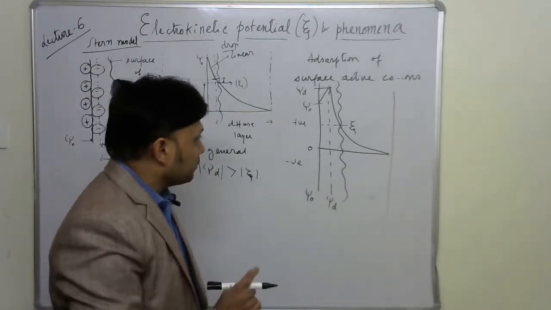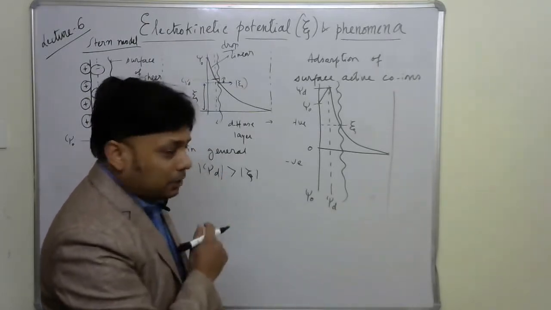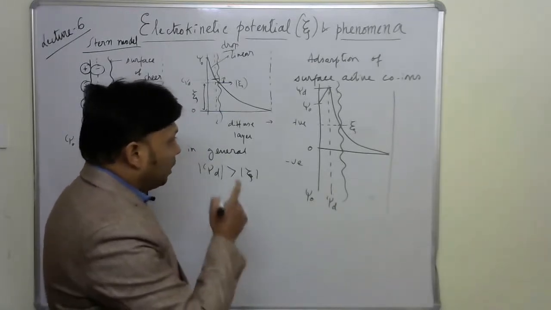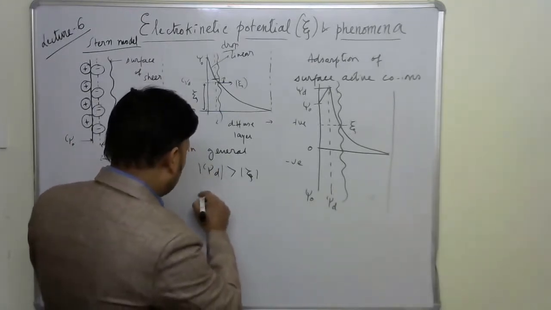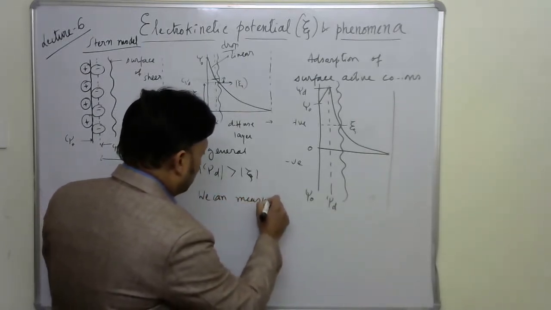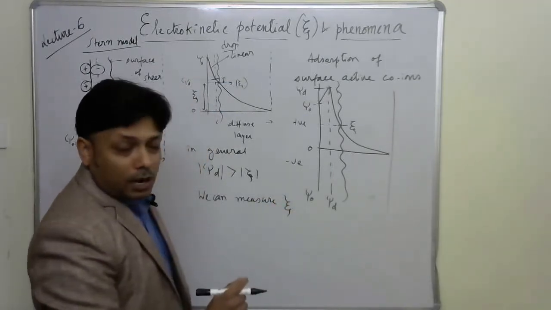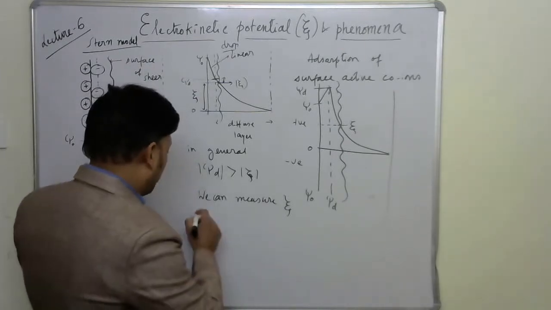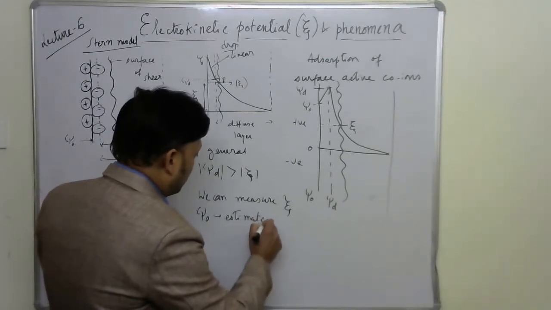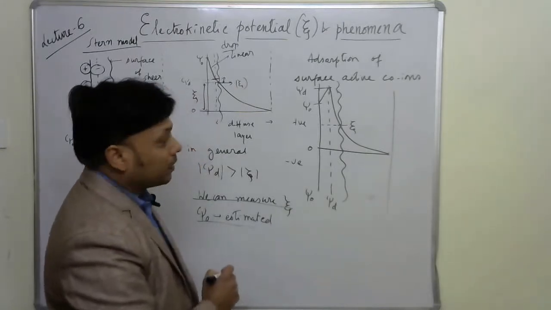But before we go further to show you a couple of more illustrations, let me tell you, perhaps I have told this earlier, that we can only measure zeta. So we can write that we can measure zeta experimentally, but we cannot measure either psi d or psi 0. Here psi 0 is estimated. These are two different things: one is experimentally measured and another is estimated.